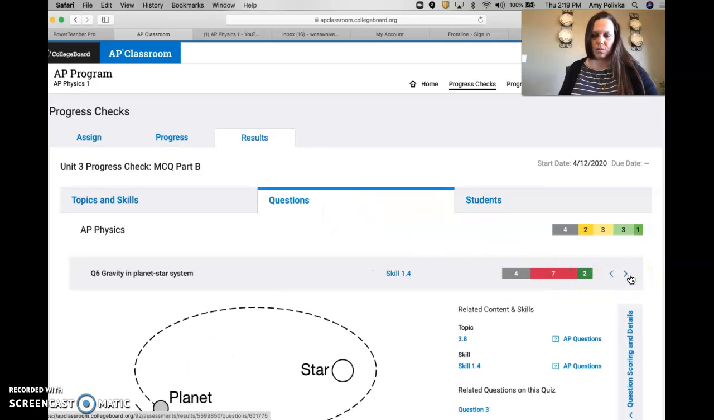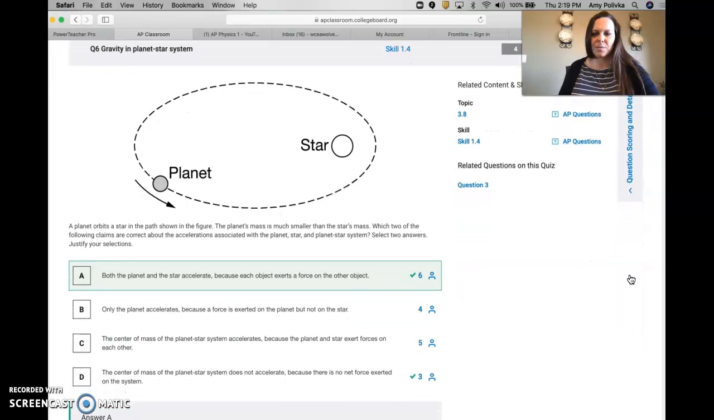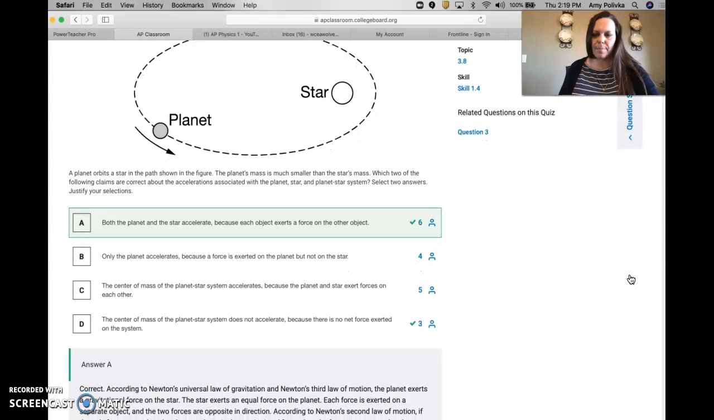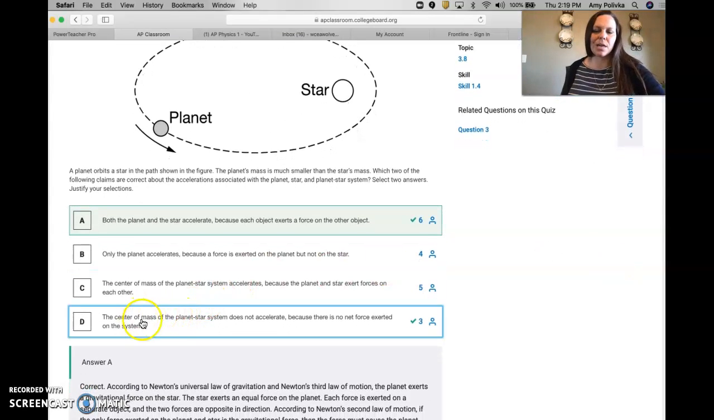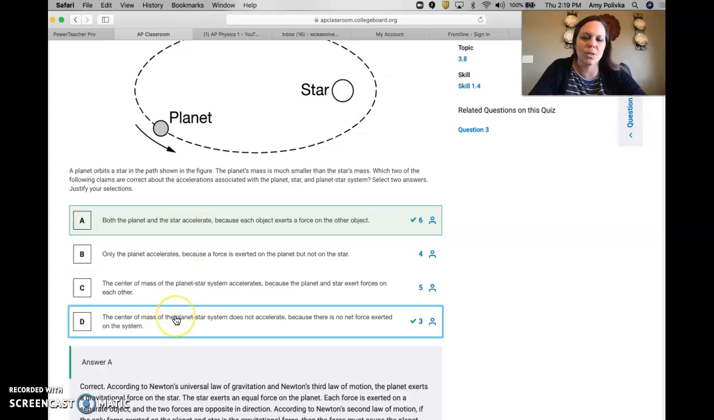Okay, number 6 is the next one. Aha, the star and the planet and the center of stinking mass. So here we see that one kind of coming back to haunt us. Center of mass is not going to go away. It's almost every physics concept that we look at, you could ask a center of mass question. So overall, you guys did a great job. You all kind of came up with A, but then it's that second correct answer that you struggled on.